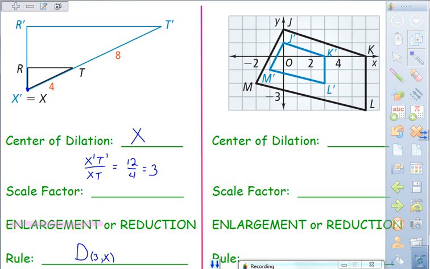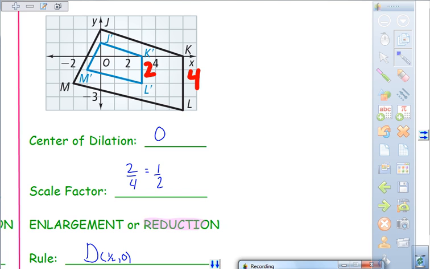Try the second one. Please press pause until you're ready for the answer. So in this problem, the trick is to find the sides that you can count. Otherwise, you have to use distance formula to figure this one out. So our center of dilation is the origin. The scale factor is 2/4. You want to do your prime distance first, or your image distance. So then we have a dilation, which is 1/2 about the origin.